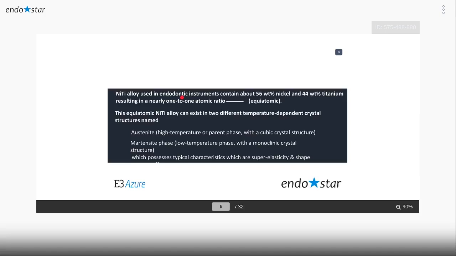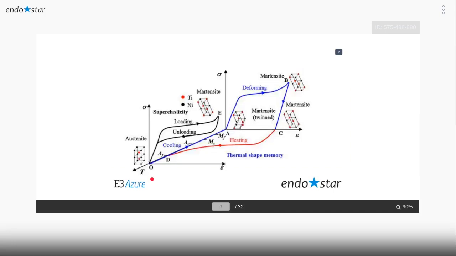These characteristics of superelasticity and shape memory will be present in the martensitic phase. But in austenitic, it's only superelasticity or pseudo-elasticity. Okay? To be more clear, I will speak about it in the next slide.